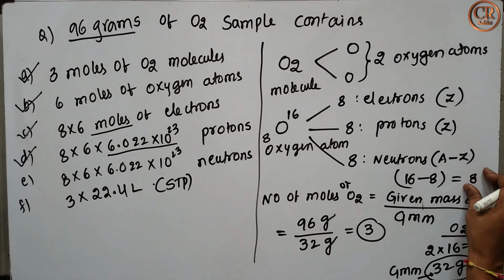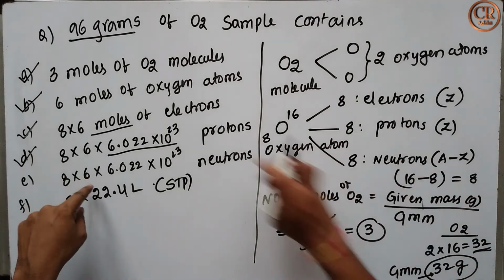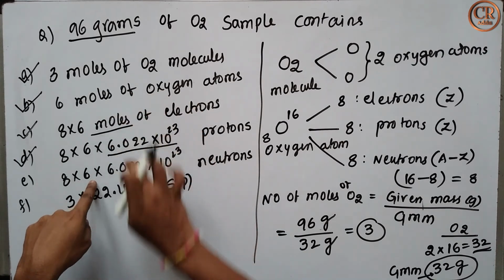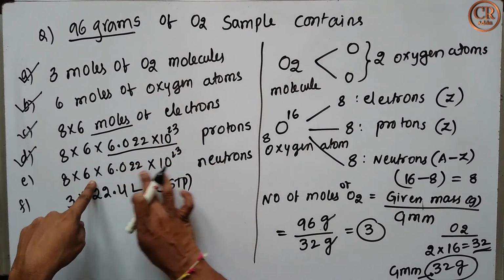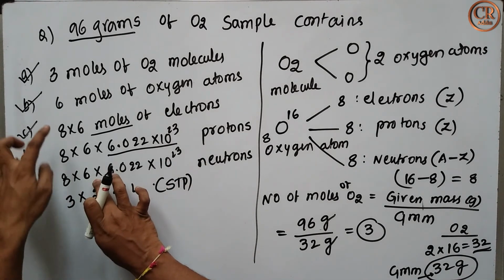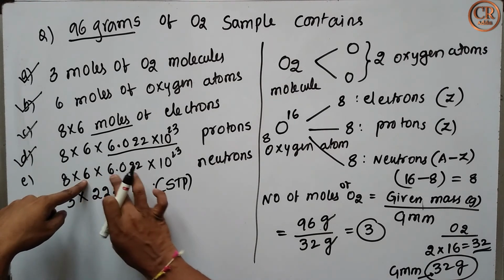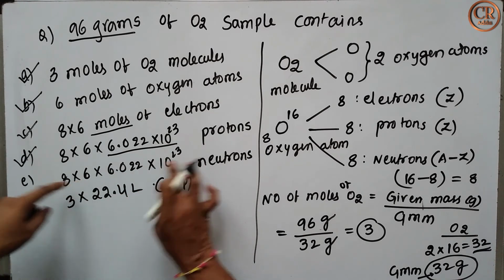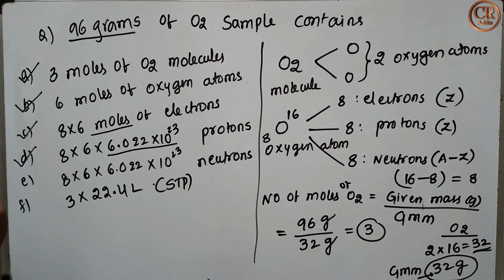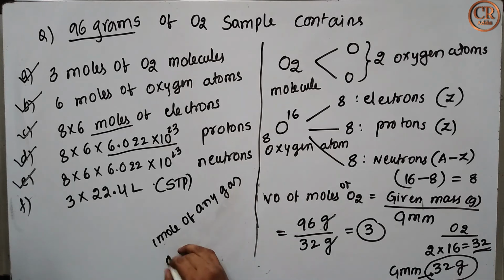Then how many neutrons are present in each oxygen atom? 8 neutrons are present. So here how many moles of oxygen atoms are there? 6 moles. Mole I converted to number of particles, that is 6.022 into 10 power 23. So how many moles of neutrons are there in total? 8 into 6 moles. Each mole has 6.022 into 10 power 23, so it has 8 into 6 into 6.022 into 10 power 23 neutrons. This is also correct.